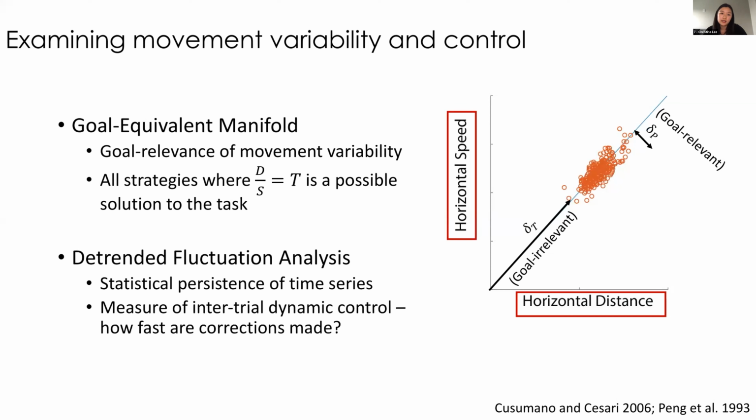Detrended fluctuation analysis, or DFA, that examines how fast corrections are made in a time series, was used to quantify the level of dynamic control that exists in our outcome measures between each reach. DFA yields a scaling coefficient called alpha, where a smaller alpha value denotes statistical anti-persistence. And in the context of this study, a time series with a smaller alpha value can be interpreted as having faster corrections between each reach, or a dynamic control that requires more effort.